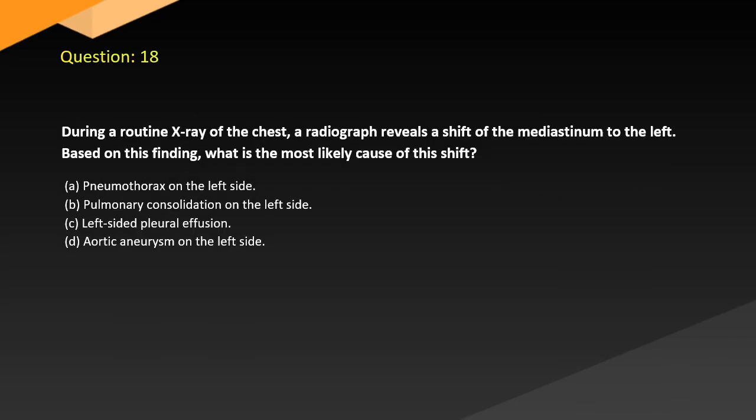Question 18. During a routine X-ray of the chest, a radiograph reveals a shift of the mediastinum to the left. Based on this finding, what is the most likely cause of this shift? A. Pneumothorax on the left side. B. Pulmonary consolidation on the left side. C. Left-sided pleural effusion. D. Aortic aneurysm on the left side.